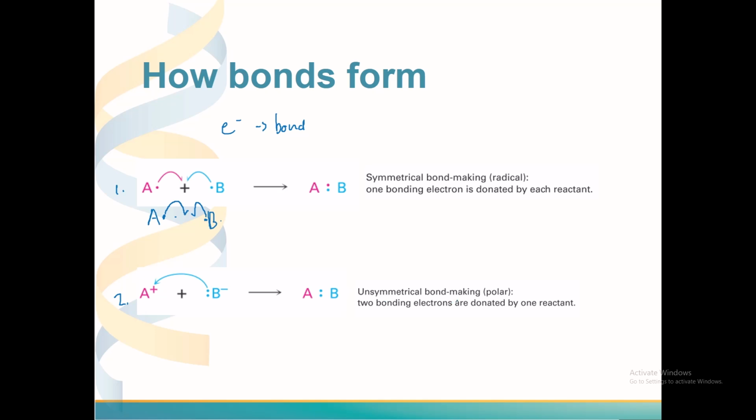Secondly, unsymmetrical bond making is just the reverse way, so you have a positive charge and a negative charge. Thus, as with how arrows move in chemical reactions, negative is attracted to positive. So the electron will attack the positively charged species in this case.